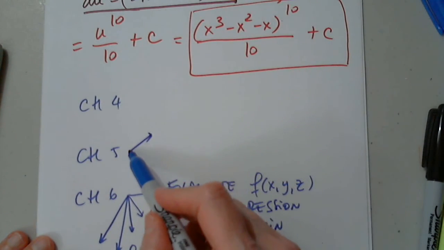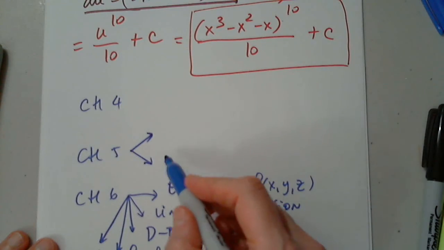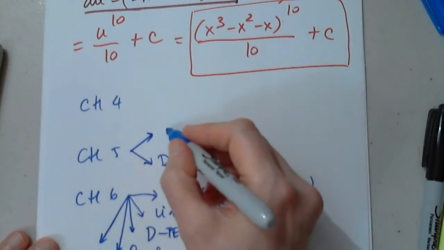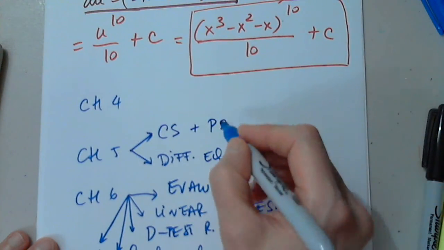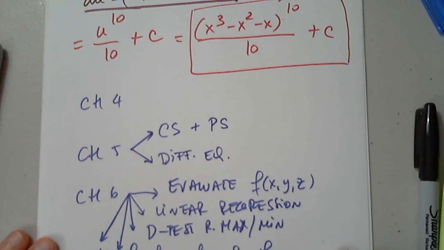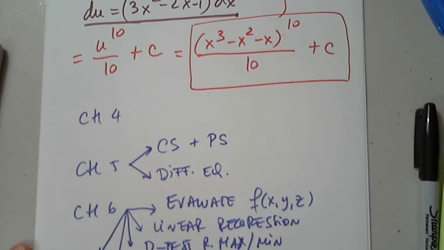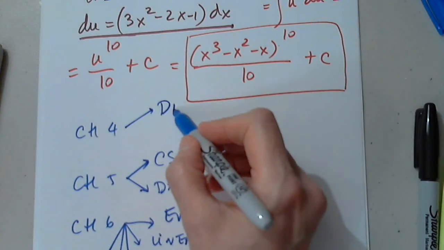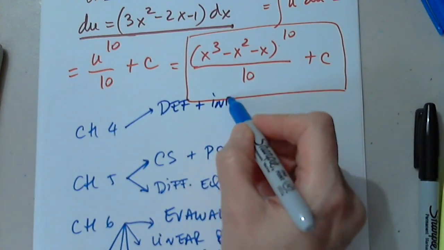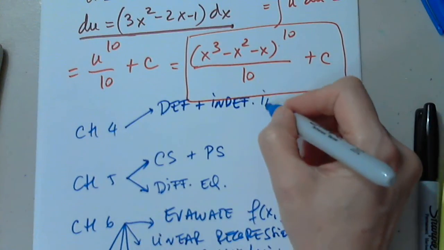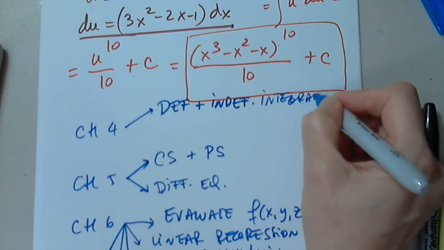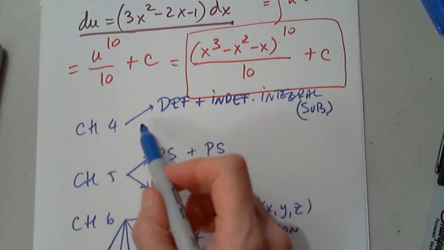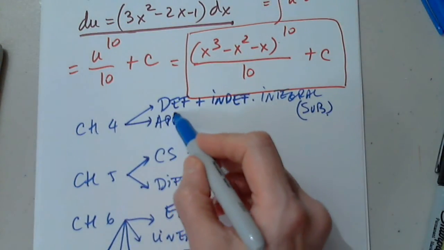In chapter 5, we only have 2 topics: differential equations and consumer surplus and producer surplus. Nothing else. And in chapter 4, we have definite plus indefinite integrals with a substitution when it's needed. Approximating areas.